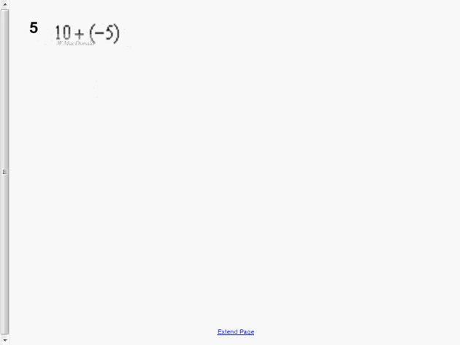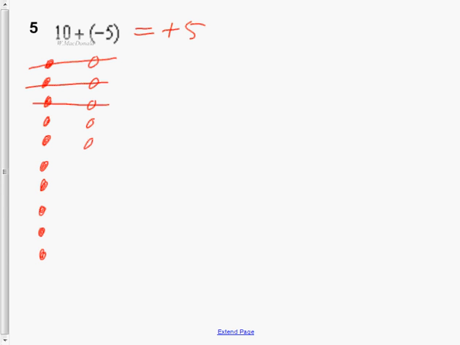Question 5 is addition. If I have 10 positives, and I'm going to make this a positive. That's a positive. That's a positive. These are all positives. So 1, 2, 3, 4, 5, 6, 7, 8, 9, 10. 10 positives combined with 5 negatives. 1, 2, 3, 4, 5 equals +5, because a positive and a negative make a zero pair. So all of those effectively cancel each other out.